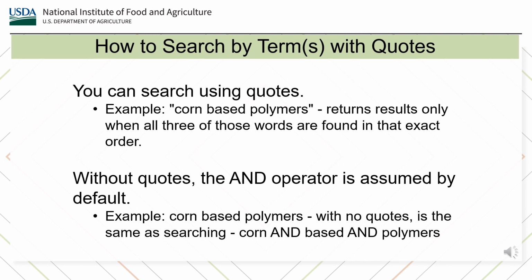You may also search by terms with quotes in the project details search. For example, if you enter quotation mark corn-based polymers quotation mark, you will return results only when all three of those words are found in that exact order. Without quotes, the AND operator is assumed by default. For example, if you enter corn-based polymers with no quotes, it is the same as searching corn and based and polymers.